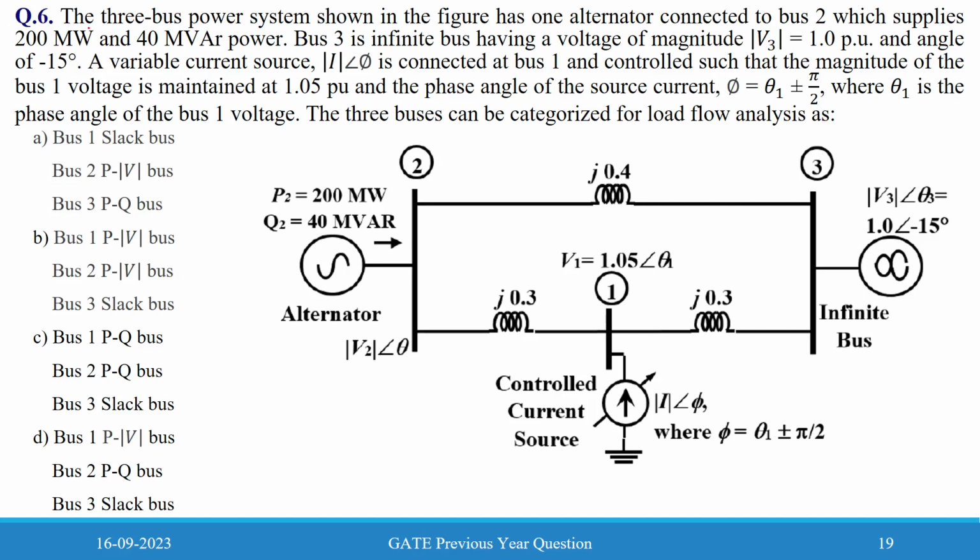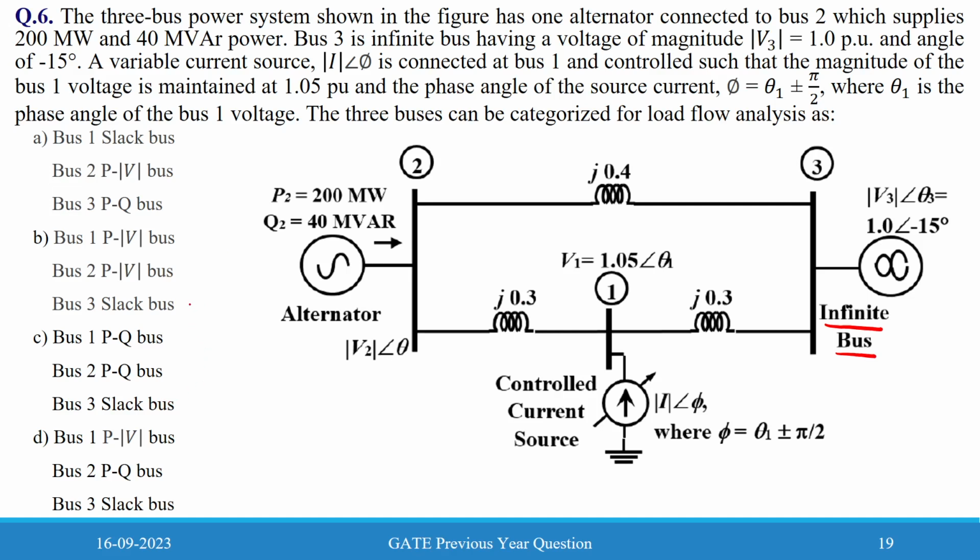So in this problem, it is given that the three bus power system shown in the figure has one alternator connected to bus 2, which supplies 200 megawatt and 40 MVAr power. Bus 3 is an infinite bus having voltage of magnitude V3 equal to 1.050 per unit and angle of minus 15 degree. So this is given as infinite bus. It is already given, so we don't have to find anything. We have to just find the bus type only.